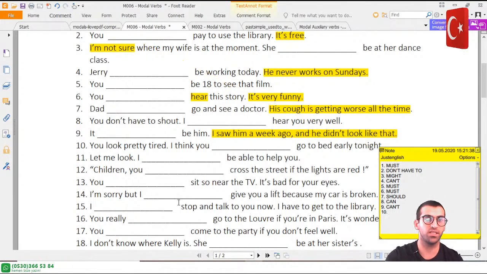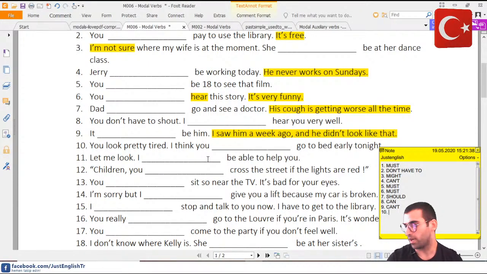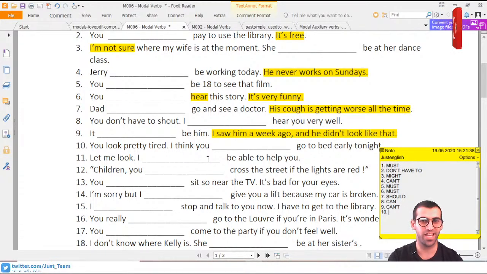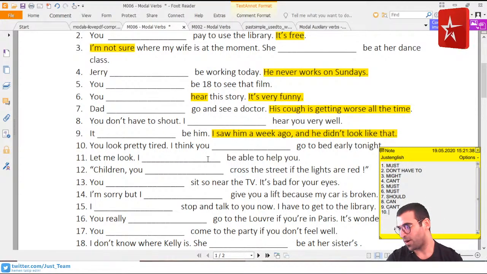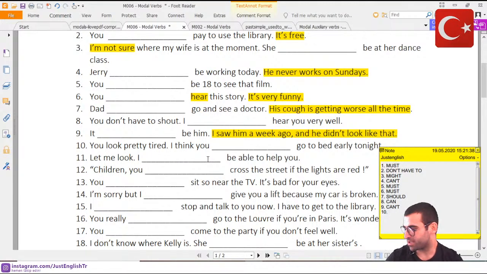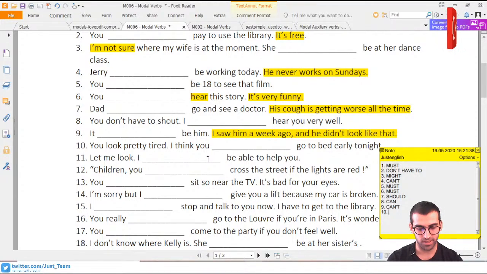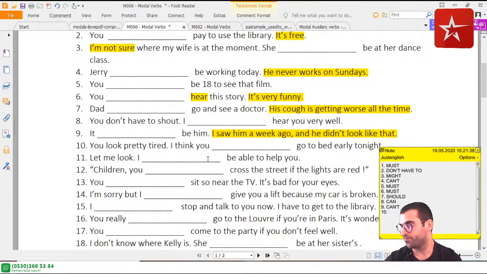And what about number 10? You look pretty tired. I think you blah blah blah go to bed early tonight. So what about number 10? Oh, I answered number 10. Gamzenur says should. Yes, Gamzenur, you are really active today and you answer all the questions quickly. Number 10. Yes, number 10 is should.